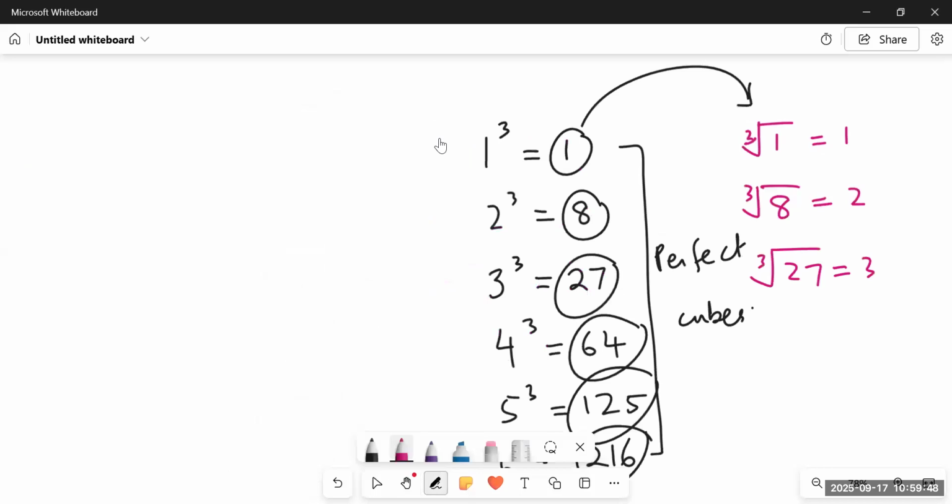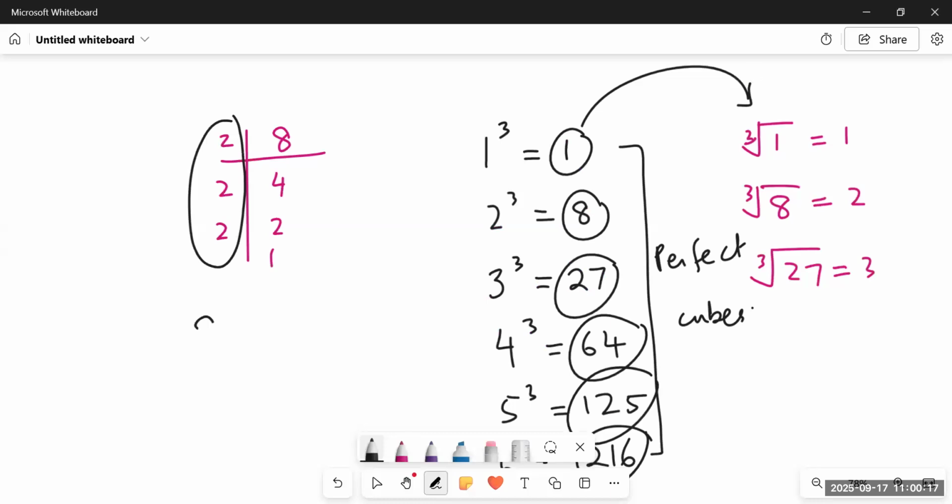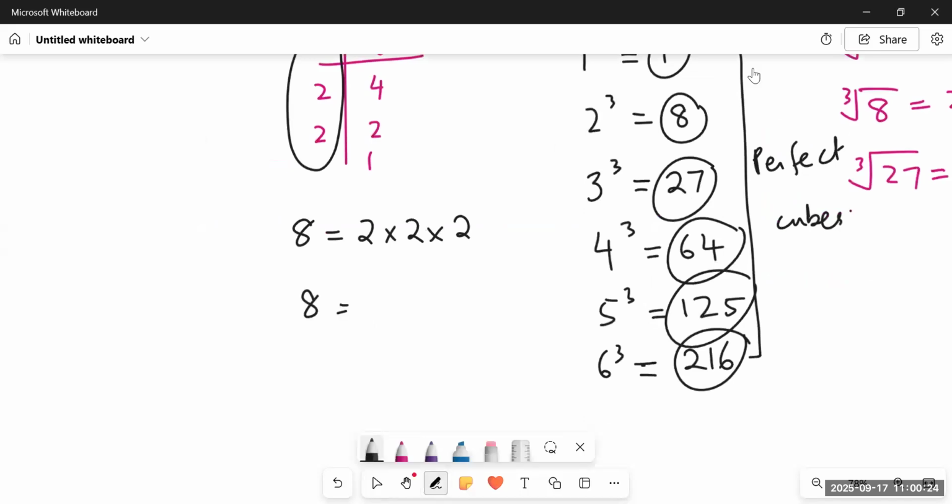Let's take 8. 8 is a perfect cube. I will find its prime factors. I'll try dividing it by 2. 2 fours are 8, 2 twos are 4, 2 ones are 2, right? For every perfect cube, there must be a group of 3 same prime factors. So you can see that 8 is equal to 2 multiplied by 2 multiplied by 2, right? So I can write it as 8 equals 2 cubed.